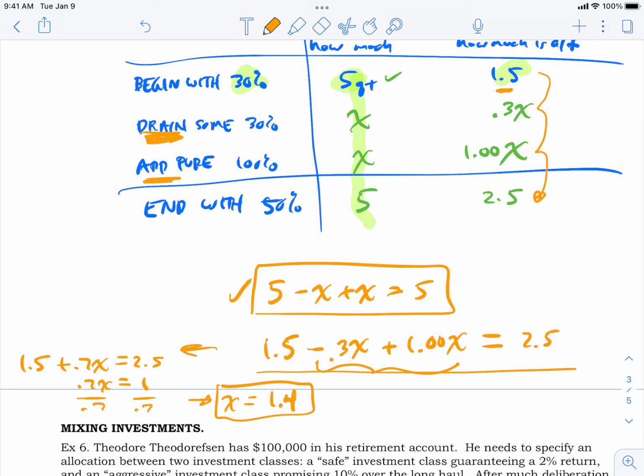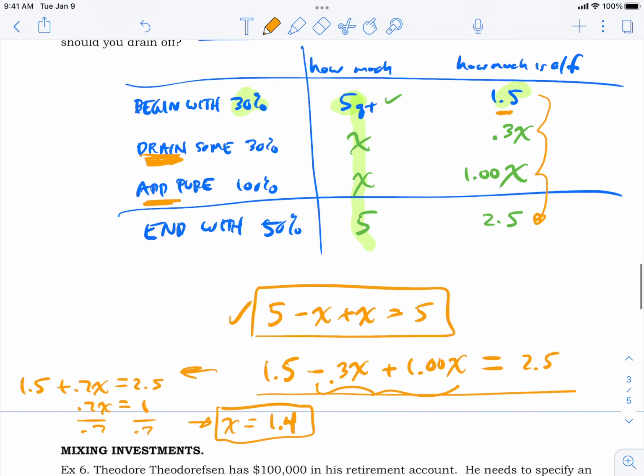So you want to drain off 1.4 quarts and add back 1.4 quarts of pure antifreeze, and your 30% system will be beefed up to 50%. That's practical math right there, folks.